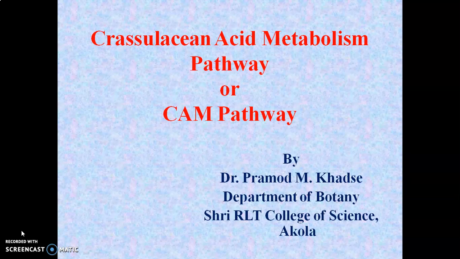Today we are going to study the crassulacean acid metabolism pathway, or in short, the CAM pathway. Generally this pathway occurs in the families Crassulaceae, Cactaceae or Euphorbiaceae. In this family, this pathway occurs particularly in the plants of the family. The crassulacean acid metabolism pathway occurs.